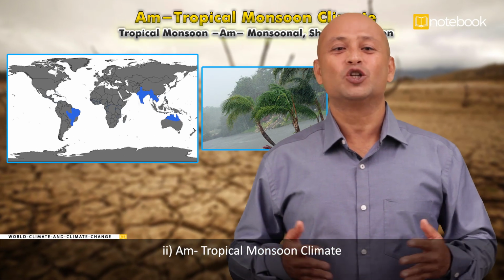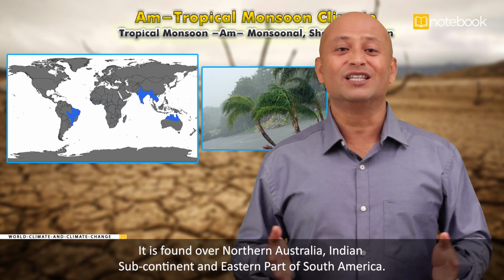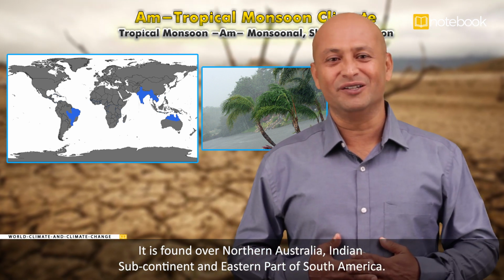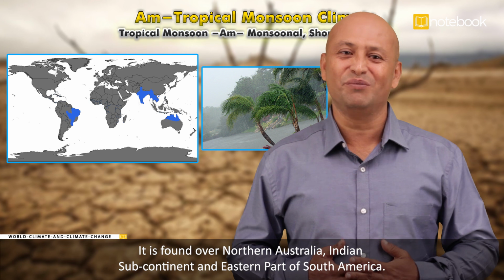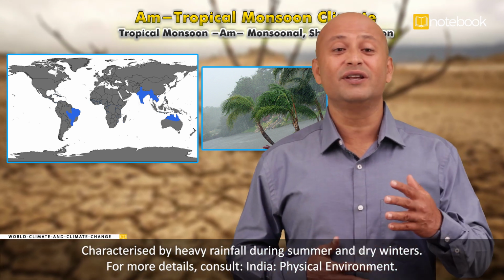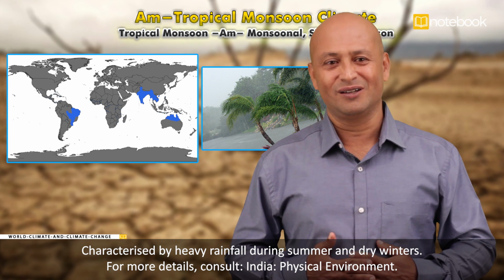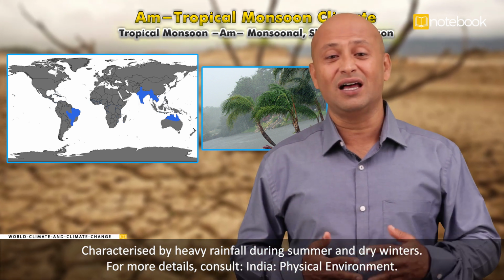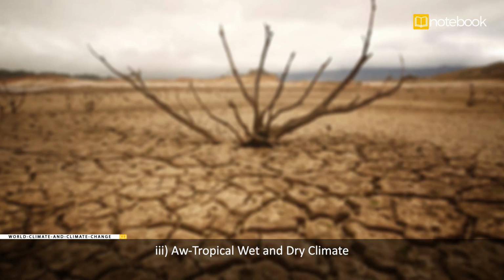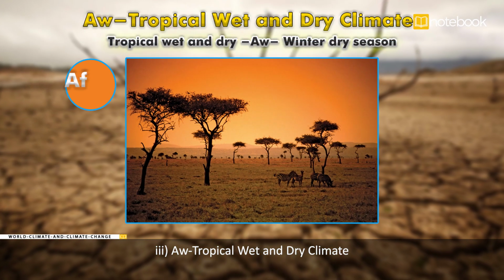Am, tropical monsoon climate. It is found over northern Australia, the Indian subcontinent and the eastern part of South America. Characterized by heavy rainfall during summer and dry winters. For more details, consult India Physical Environment. Aw, tropical wet and dry climate.